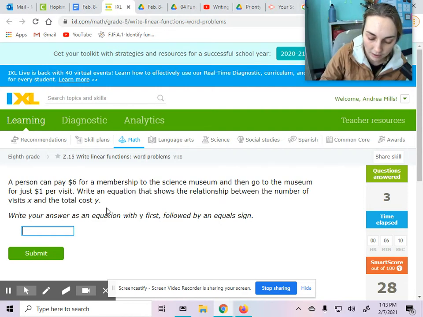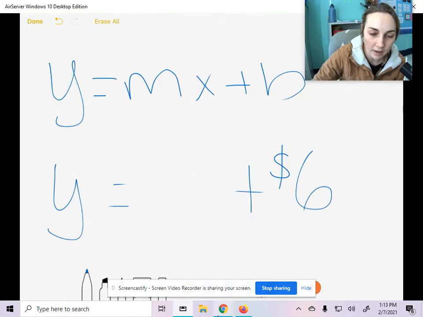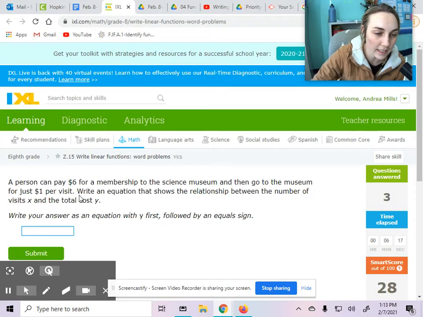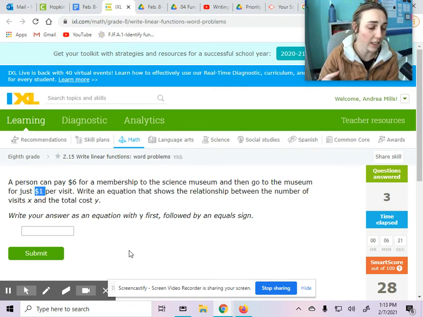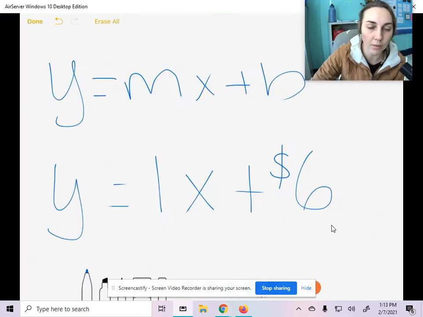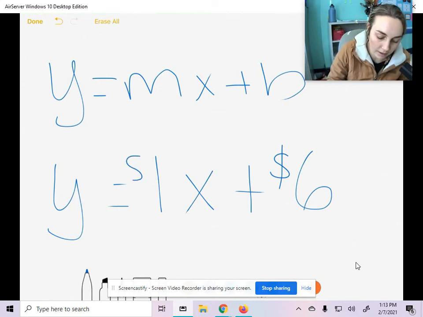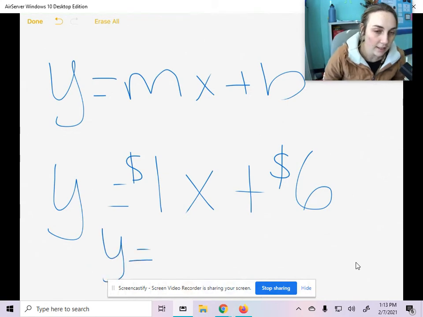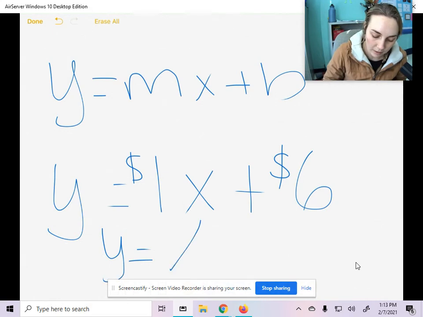So I'm going to make sure to put $6 where b is in the equation. And now our slope, again, is going to be $1 per visit because that's our rate of change. Each time you visit, you have to pay $1. So I'm going to substitute that where m is, and I'm going to bring down that x. Again, you don't have to have 1 on the x, because if you have an x by itself, it's automatically assumed that there's a 1 there. So I'm going to put an x.